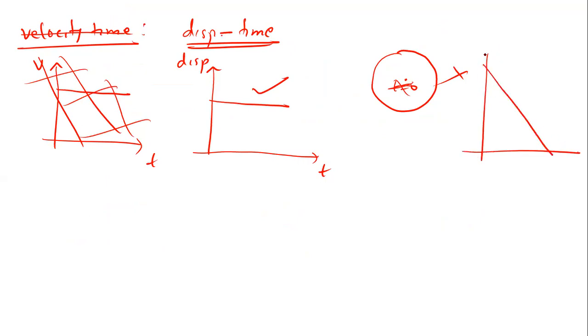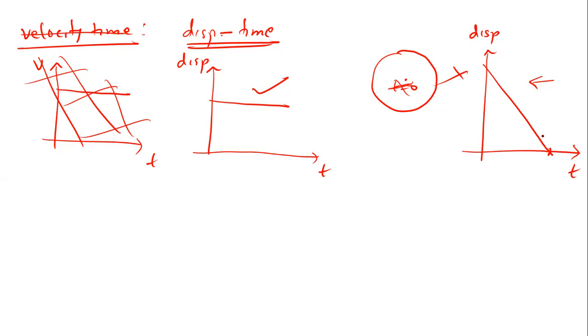Is this possible? Yes, this is possible. Under what condition is this possible? It's possible when the object is already away from the origin and then it's coming back. Yeah, it is moving towards you. When the displacement equals 0, what do you mean by that in this graph?